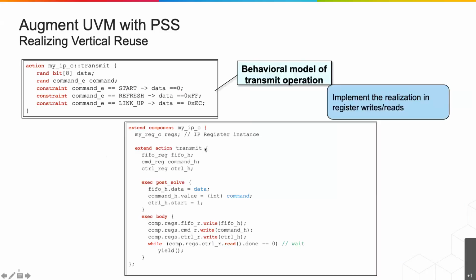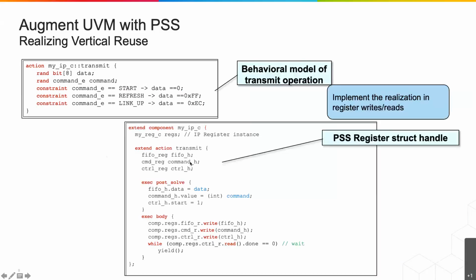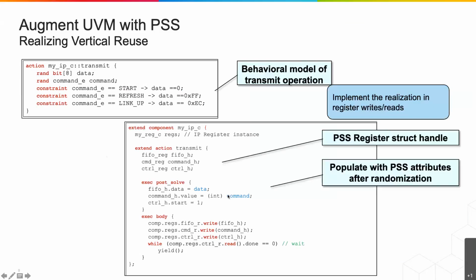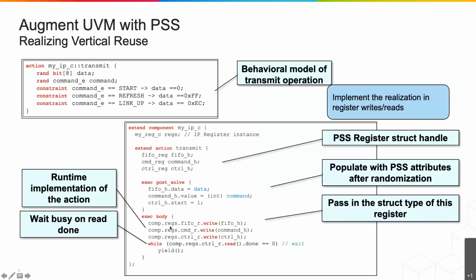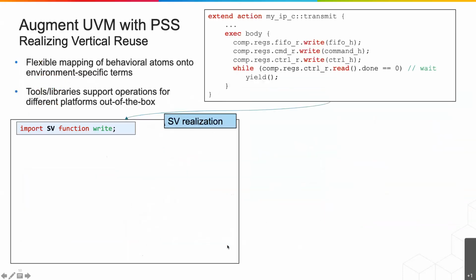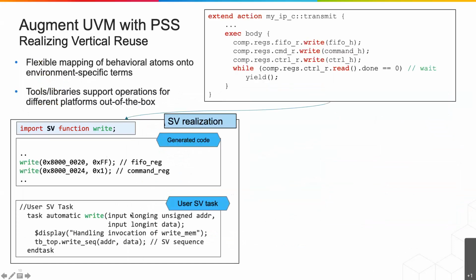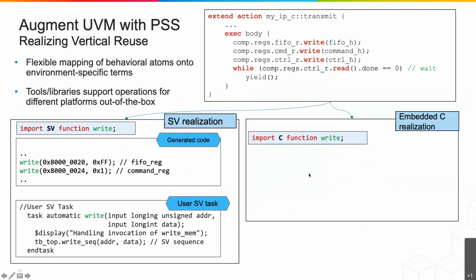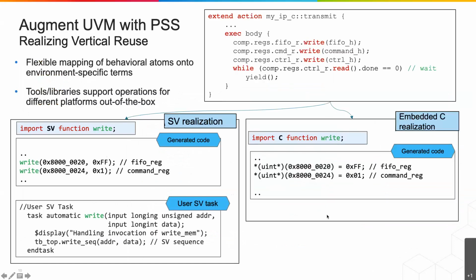into low-level register data structs, populate those register structs with the PSS attributes, and map it to a low-level implementation of register programming sequence, like writes and reads to your target interface. These writes and reads can happen in SystemVerilog, where you map the writes and reads to SystemVerilog tasks, or you can map it directly into embedded C as pointer dereferences.